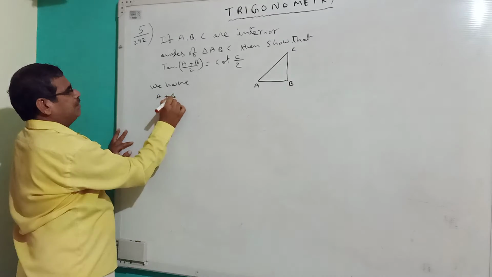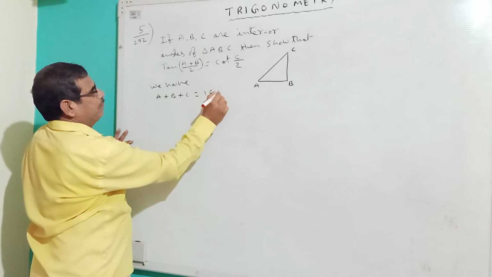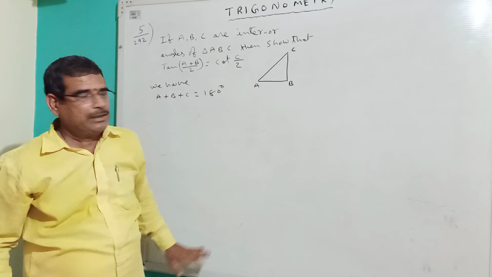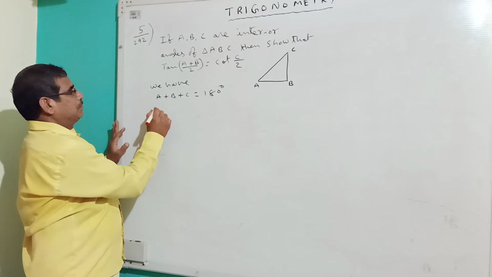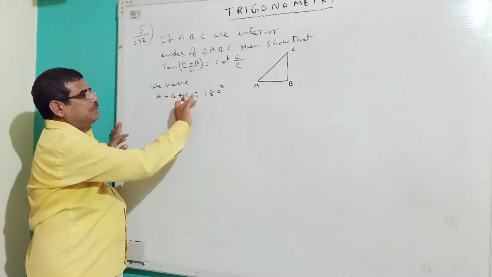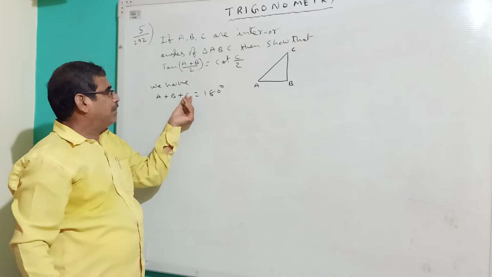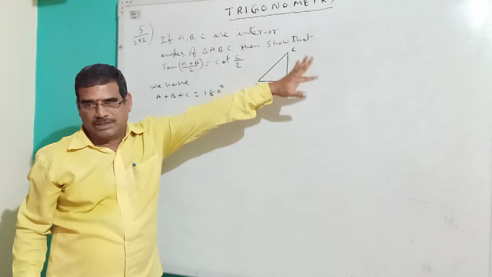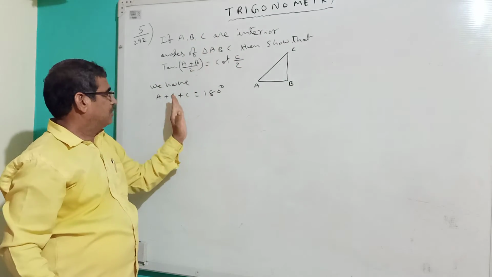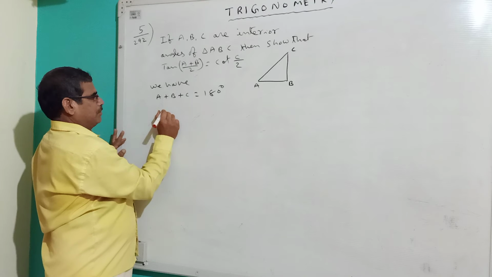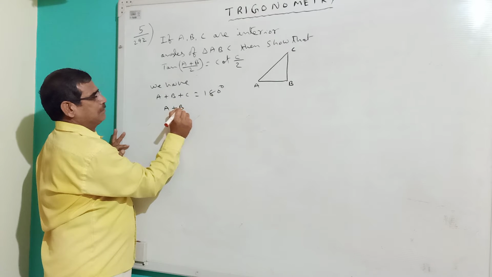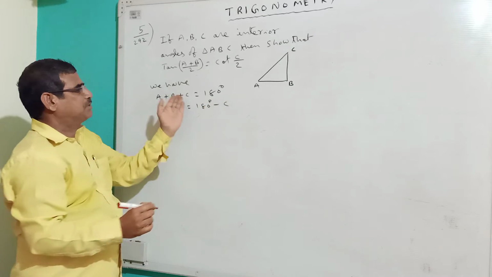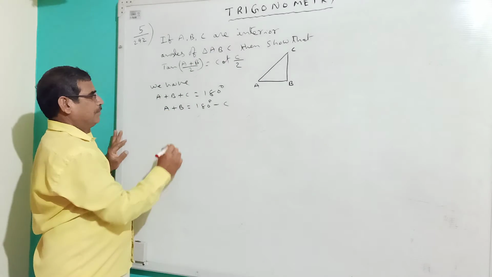A plus B plus C is equal to 180 degrees because the angles in a triangle sum to 180 degrees. So, I am taking this C to that side. Why am I taking C only? Why not B? Why not A? Because here C is on the right side. So, I am taking this C to the right side. So, A plus B is equal to 180 degrees minus C. Here plus C will go, which means minus C will come.